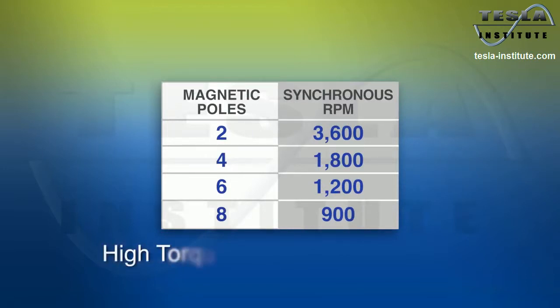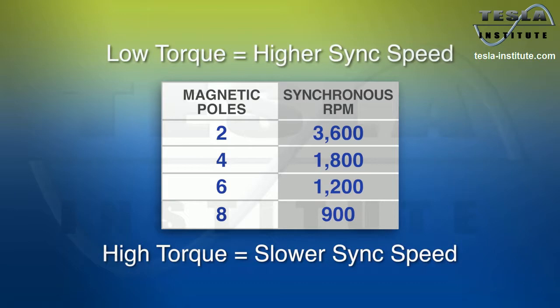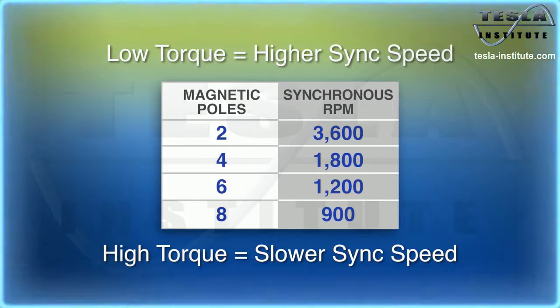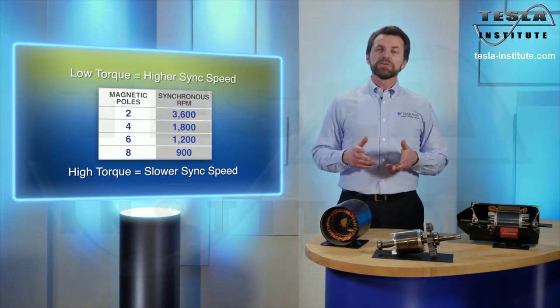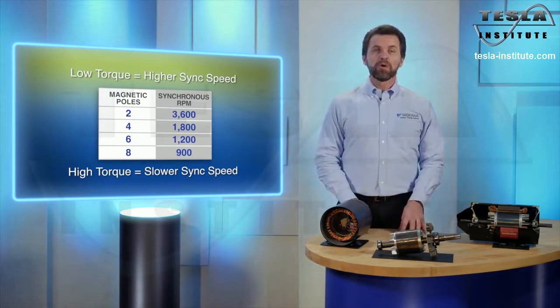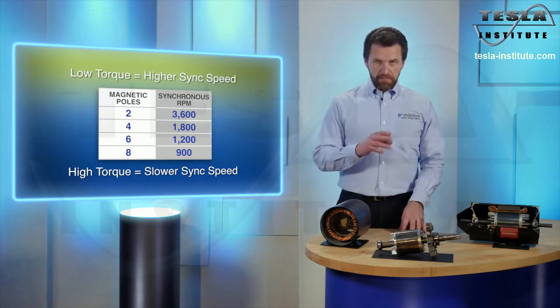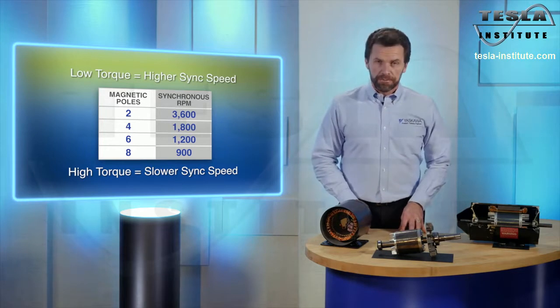So, high-torque induction motors have slower sync speeds and lower torque motors of the same size have less torque and higher synchronous speeds. One thing to note, as pole count increases, so does the cost of manufacturing. So most induction motors are 2- or 4-pole configurations. If more torque is needed, most people will opt for a physically larger motor instead of using a 6- or 8-pole machine. Well, it's time for yet another quiz question.